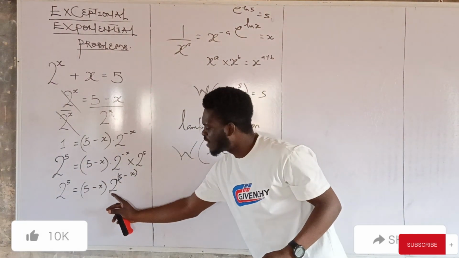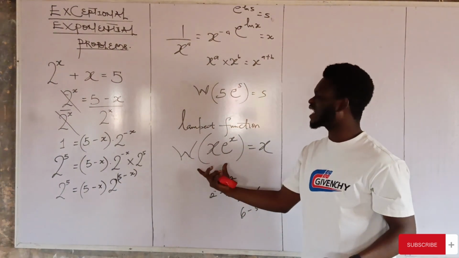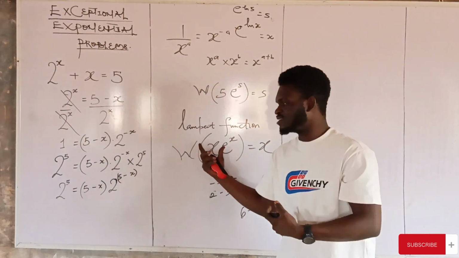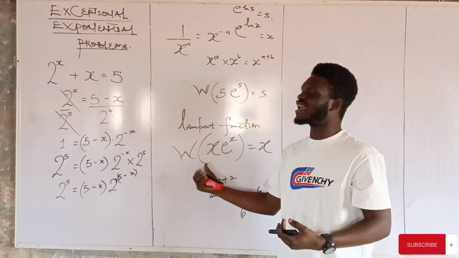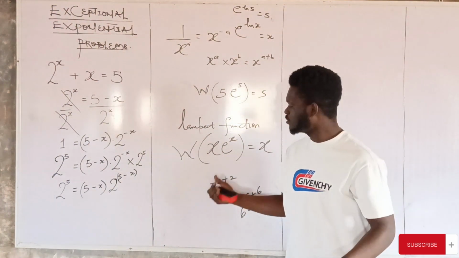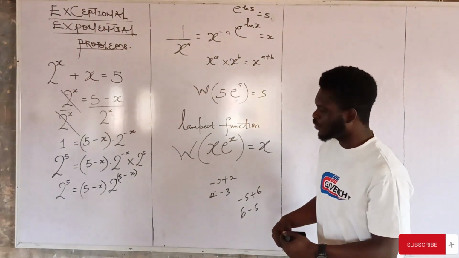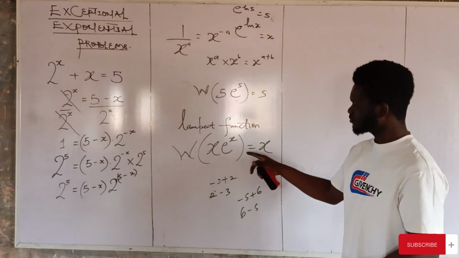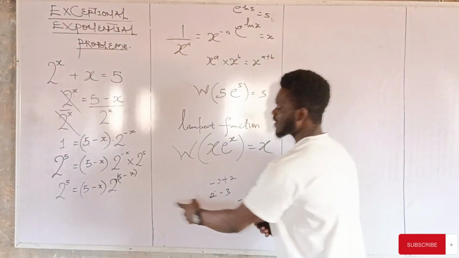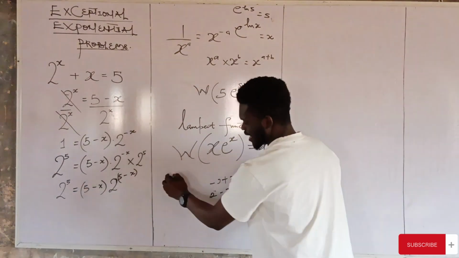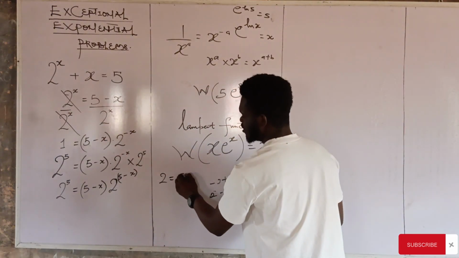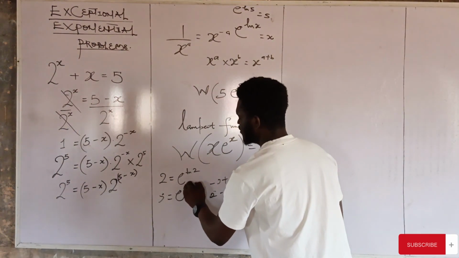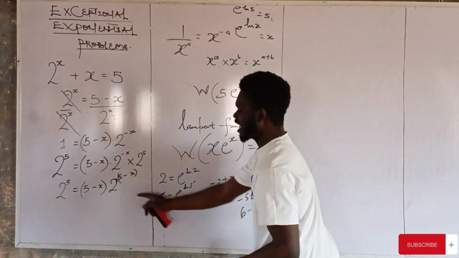Now we want to make sure that these two become exponents, because that's the only way the Lambert function can be applied. Without an exponent there, if you apply the Lambert function, that is a total error. So what are we going to do? We are going to mathematically manipulate this to look like the Lambert function. So we can rewrite 2 as e to the ln 2, and 5 as e to the ln 5.